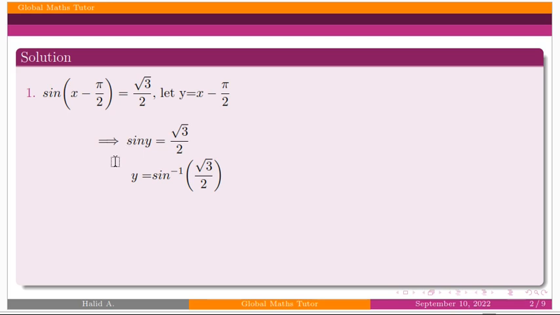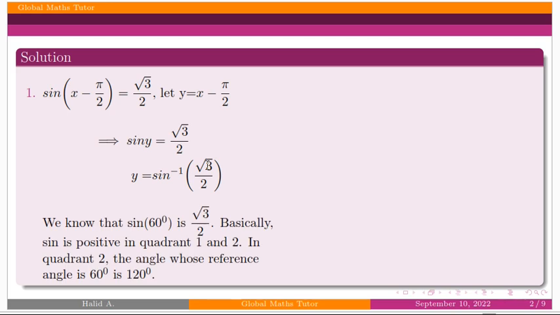In other words, we can write this as sine inverse of root 3 over 2, or arc sine of root 3 over 2. Then, from previous lessons, we know that the sine value of 60 degrees is root 3 over 2. Since these trigonometric equations have infinite solutions, basically sine will cross root 3 over 2 in one full cycle. So we need to find the quadrant in which this sine value has positive values.